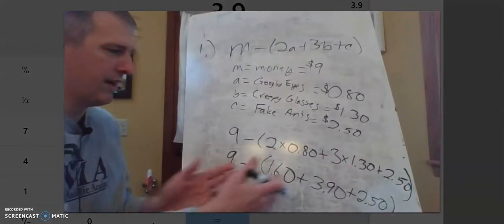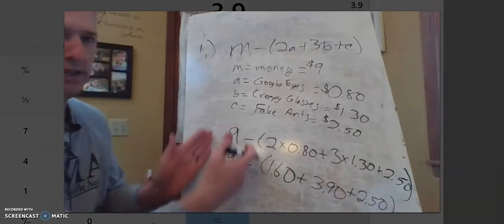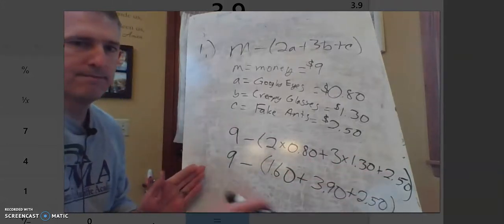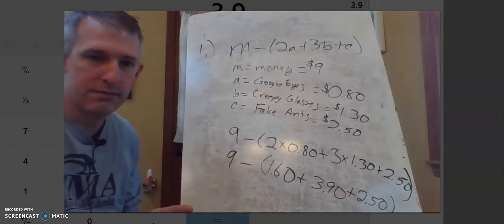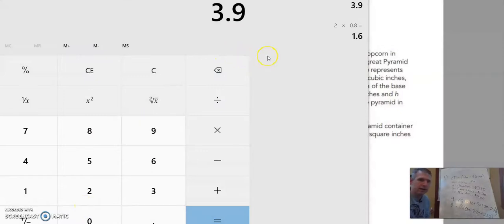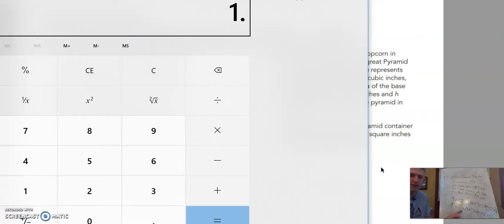Okay, so see how we did that? We simplified, multiplied each of these, and we brought everything else down. Now we need to do some adding. So let's go back to the calculator. We've got $1.60. Oops. Let me pull up a new calculator. $1.60. I'm going to add that to $3.90. If you're okay with it, I'm just going to do this all in one step.